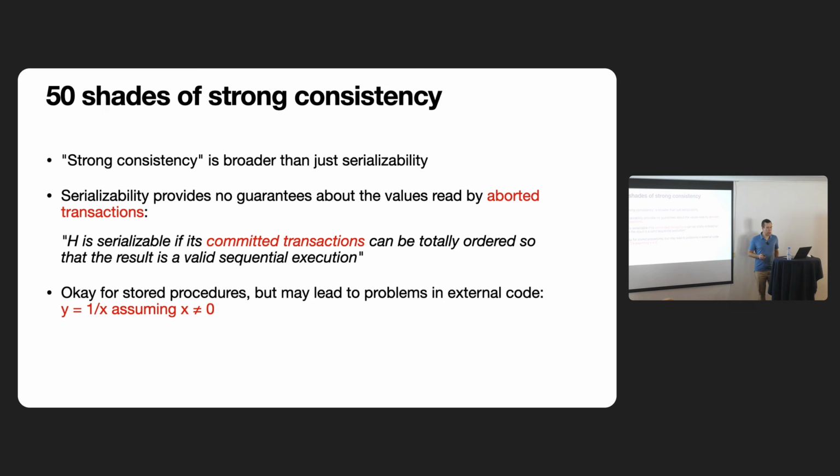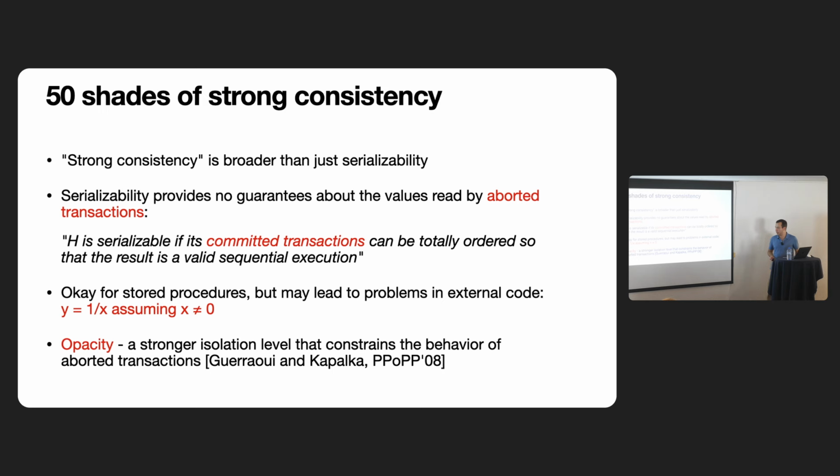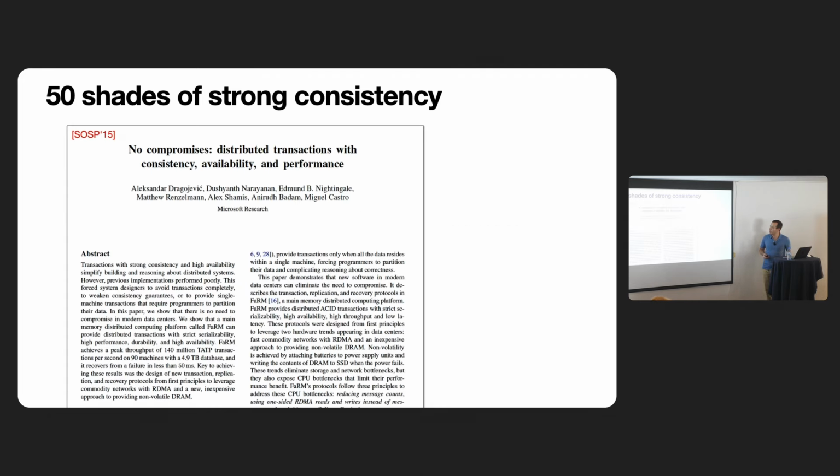Okay. So this is one limitation of serializability, and there is something called opacity, which I'm not going to cover, but it's a stronger isolation level that actually does constrain the behavior of aborted transactions. I'm giving you this just to illustrate the controversies that surround these kinds of isolation definitions, and sometimes these controversies get a bit comical. For example, there was this paper in 2015.